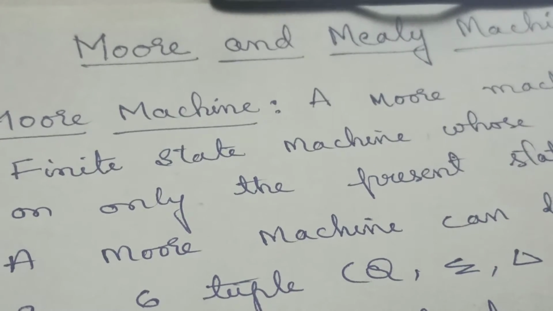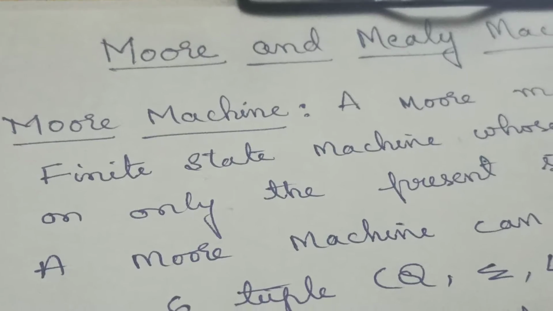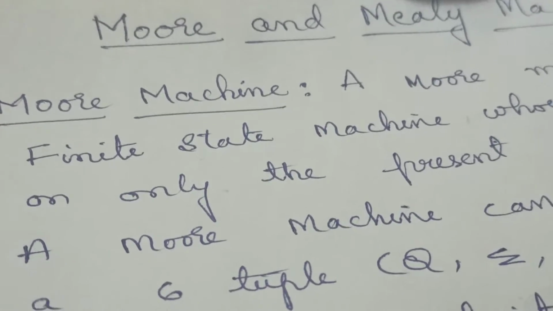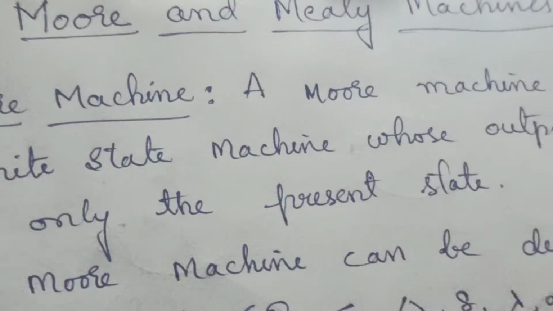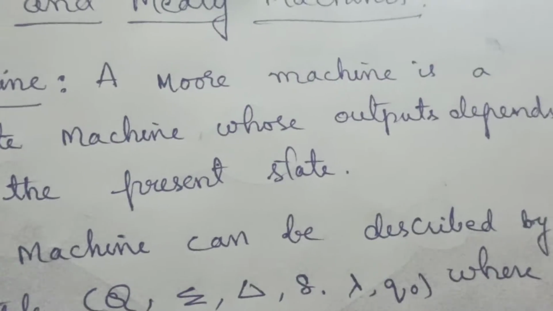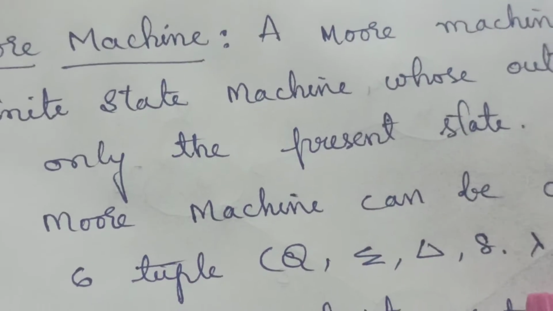Hello everyone, today we are going to learn about Moore machine and a Mealy machine. These are the two machines with outputs. So first let's see what is Moore machine. A Moore machine is a finite state machine whose outputs depend on only the present state.